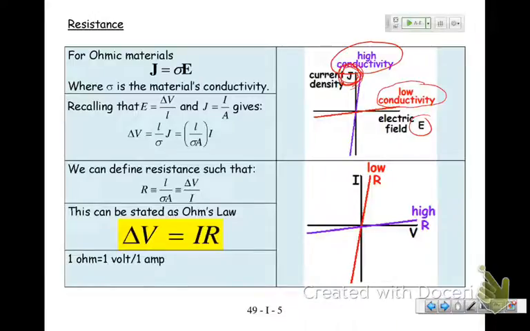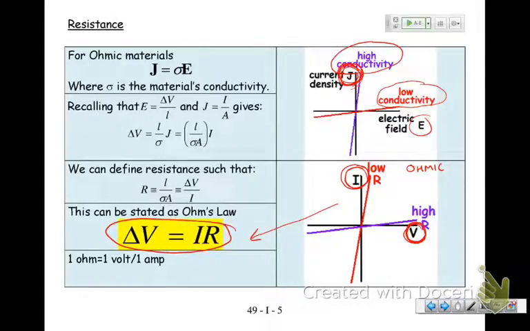But what I really want to get to before the end of class is this next one, which is that if rather than looking at current density, I look at electric current, and if instead of electric field, I look at potential, I get a graph which is similarly linear. And this is an ohmic relationship. And that gives me that equation. Delta V equals IR.